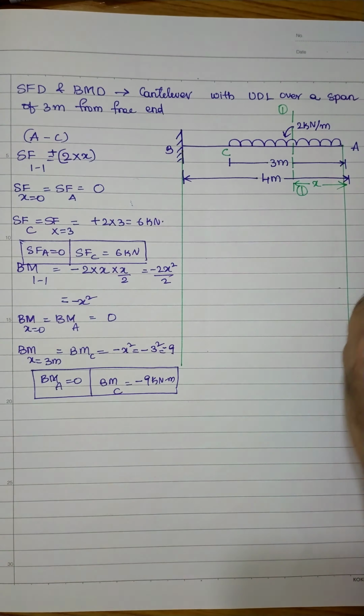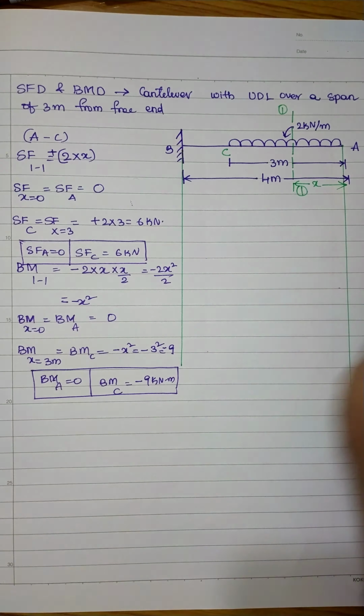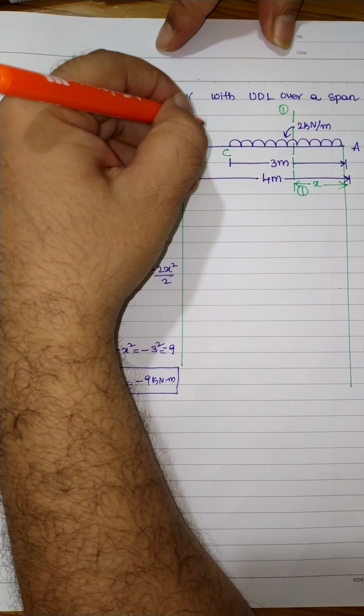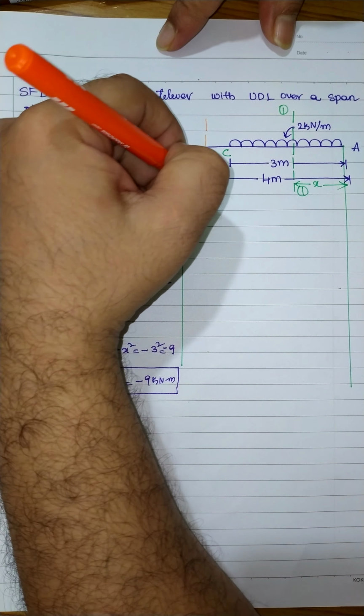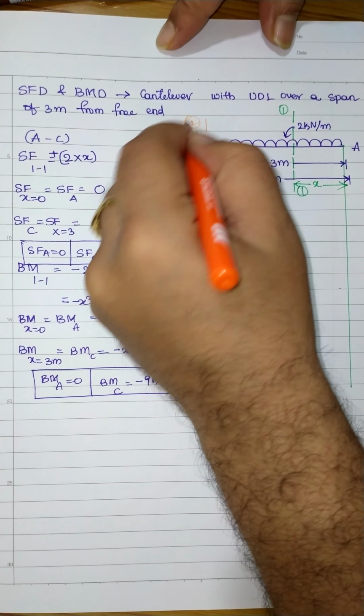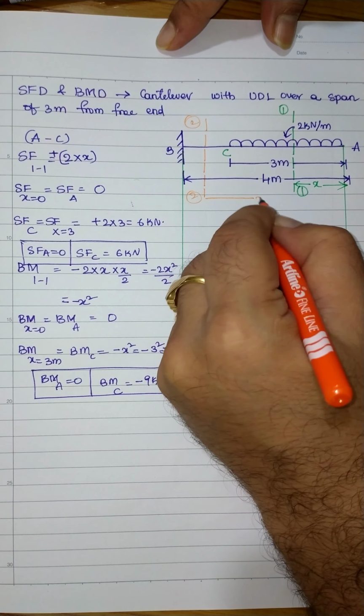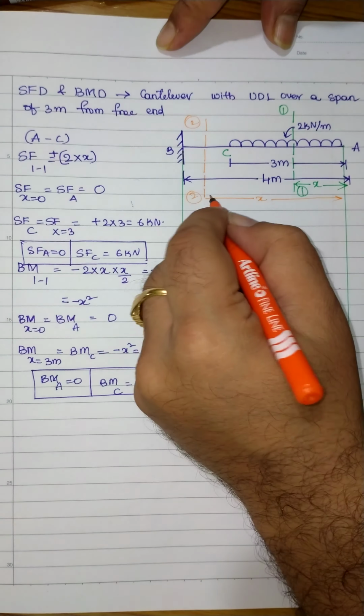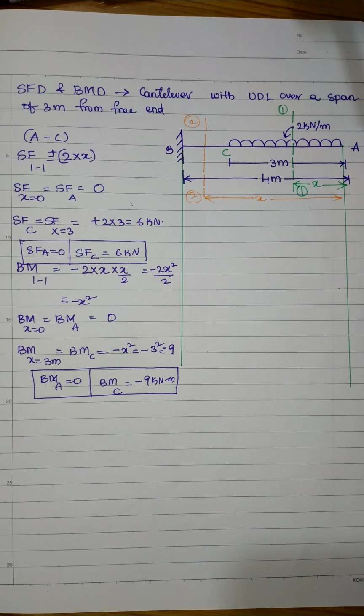Right. Now, the next thing is, let us consider a section in between B and C. I am calling this one section number 2 and 2. Same thing again, this section is also located at a distance of x. X is a variable. So exactly at a distance of x.